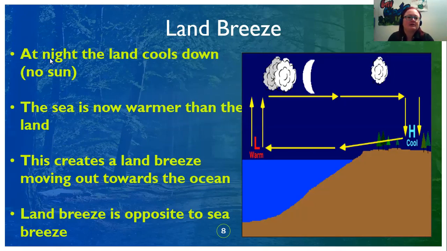The land breeze. At night, the land cools down because there's no sun. The sea is now warmer than the land. This creates a land breeze moving out towards the ocean. Land breeze is the opposite of a sea breeze. So they are opposites, like hot and cold.